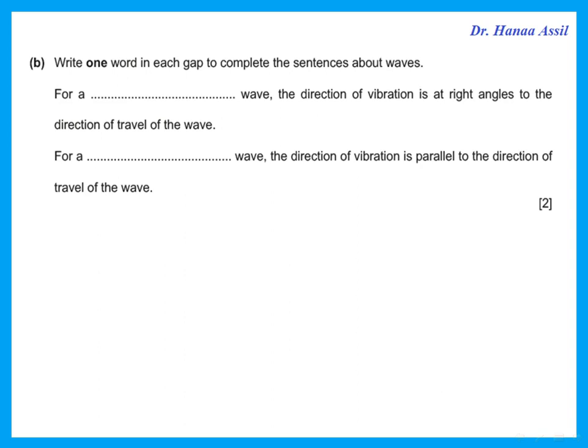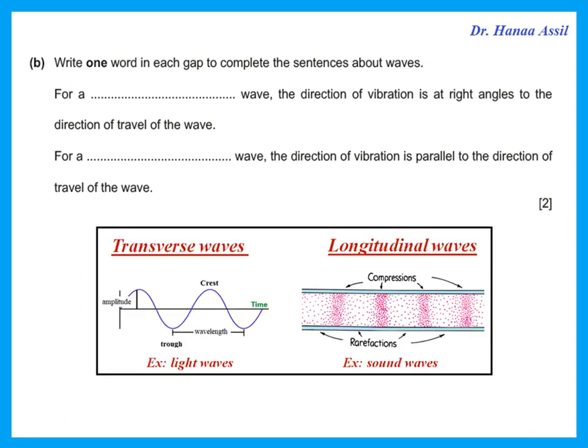Write one word in each gap to complete the sentences about waves. For what type of wave is the direction of vibration at right angles to the direction of travel of the wave? Remember, we have two types of waves. We have transverse and longitudinal. In which one is the direction of vibration perpendicular to the direction of travel? So that is, of course, in the transverse wave. In the longitudinal wave, the direction of vibration is parallel to the direction of travel of the wave.